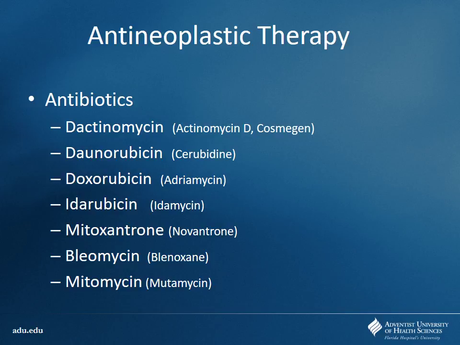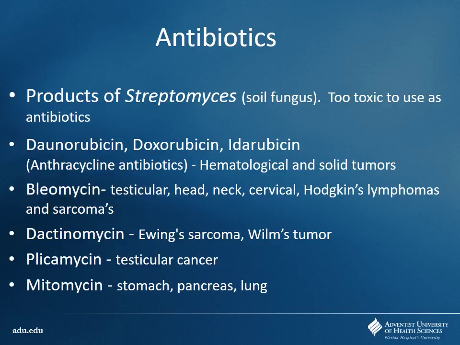Some of the drugs that fall into this group are dactinomycin, daunorubicin, doxorubicin. Some of these have a very bright red color, like doxorubicin, and you can always tell if someone's actually receiving that. Idarubicin, mitoxantrone, bleomycin, and mitomycin, okay? So basically this comes from soil fungus or streptomyces. It could be used in people to kill off bacteria, but the problem is it's so toxic that you really wouldn't want to do that. So that's why it's relegated toward just using it for cancerous cells.